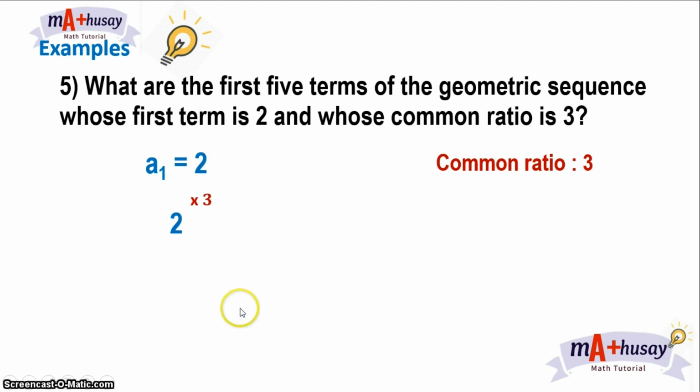So 2 times 3, that gives you the second term of the sequence, which is +6. So 6 times 3, that will give you 18. Now, 18 times +3, that will give you 54. And 54 times 3, that will give you 162. So in this case, the first 5 terms of the geometric sequence whose first term is 2 and common ratio is 3 is 2, 6, 18, 54, and 162.